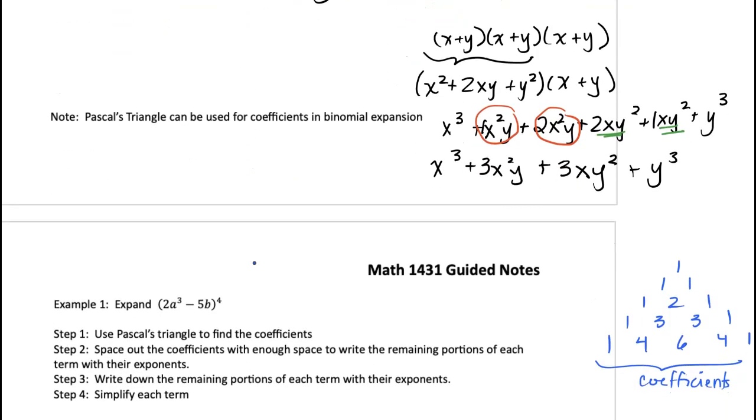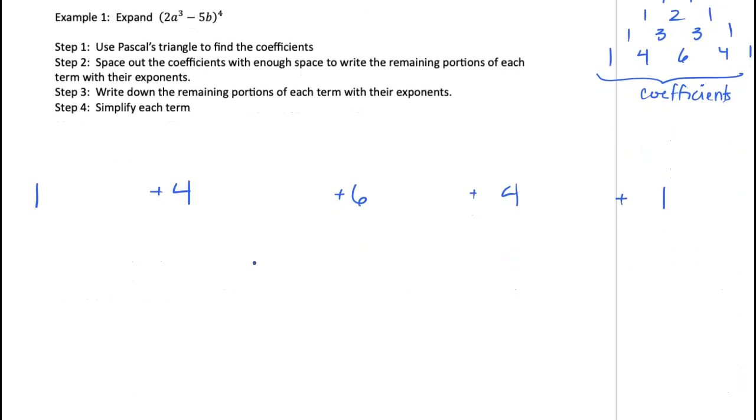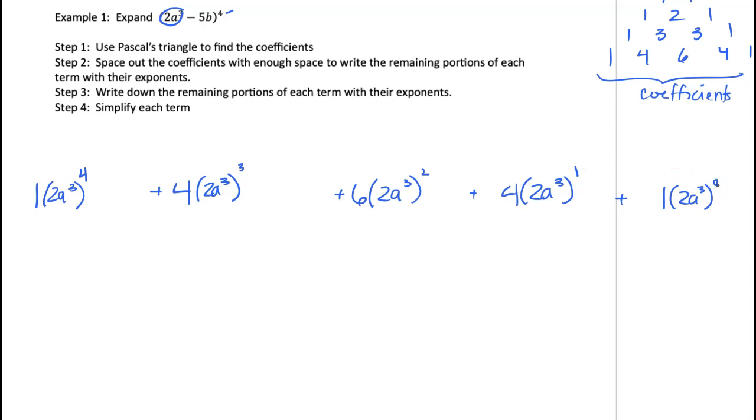Now let's use that same pattern for writing down our variables and their exponents. So we have the coefficients down from our Pascal's triangle. We're going to use 2a cubed, and we're going to start with the highest power of 4. And then we're going to go down: 2a cubed to the third, 2a cubed to the second, 2a cubed to the first, and then 2a cubed to the 0 power.